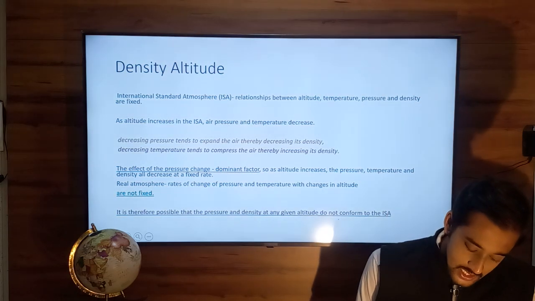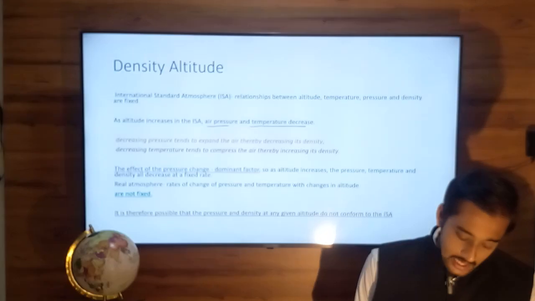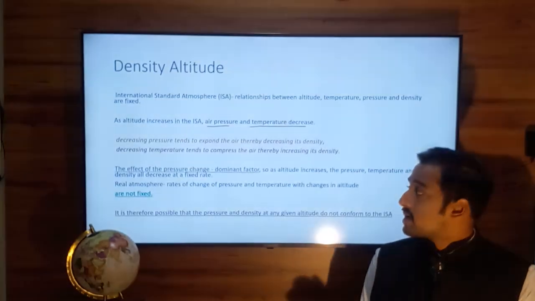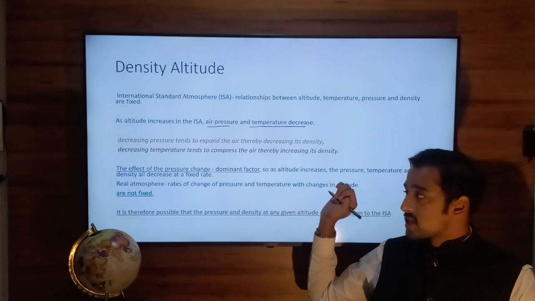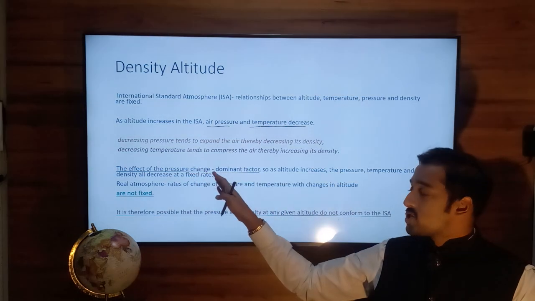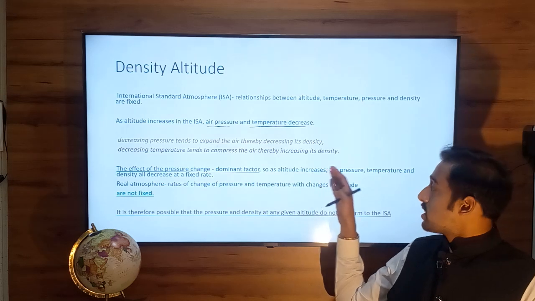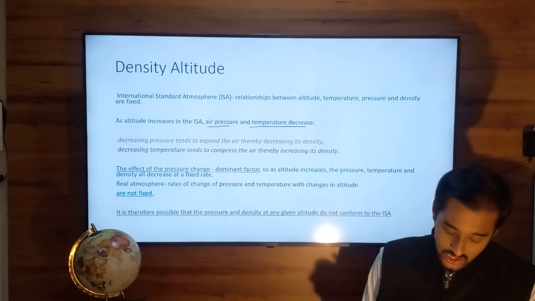As altitude increases in ISA, air pressure and temperature decrease. Decreasing pressure tends to expand air, thereby decreasing its density. Decreasing temperature tends to compress air, thereby increasing the density. The effect of pressure change is the dominant factor. So as altitude increases, the pressure, temperature and density all decrease at a fixed rate. So over here I would like to write this.